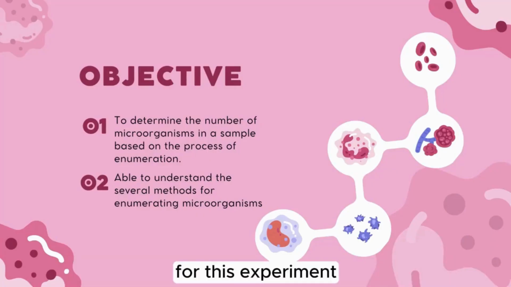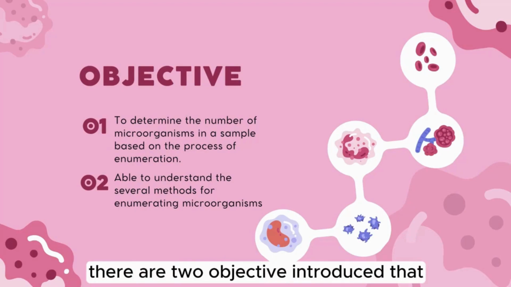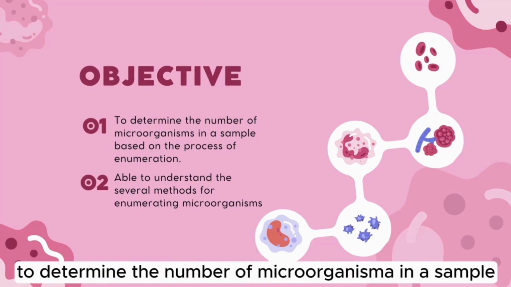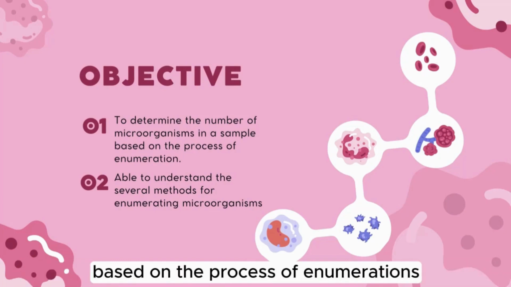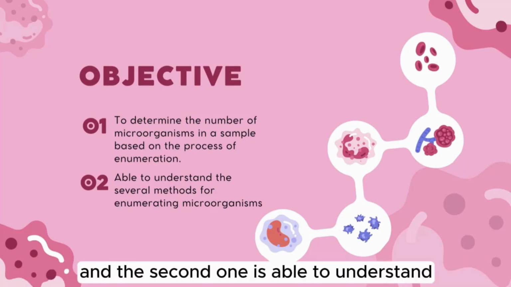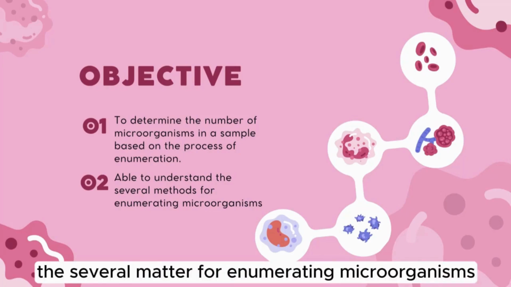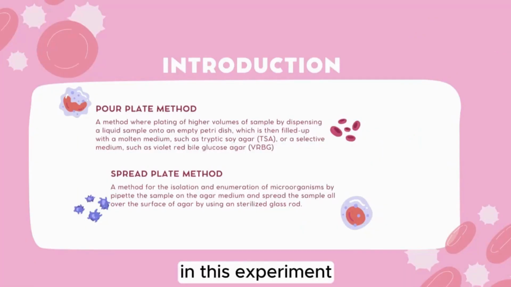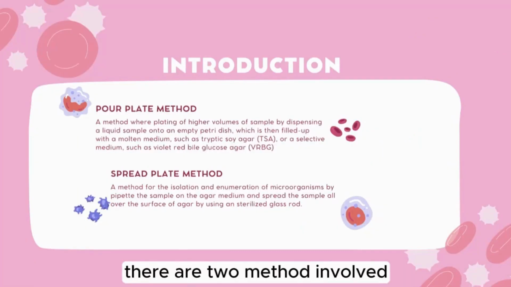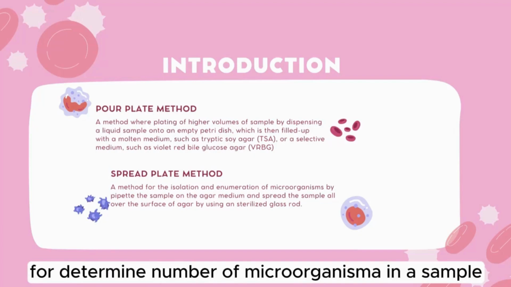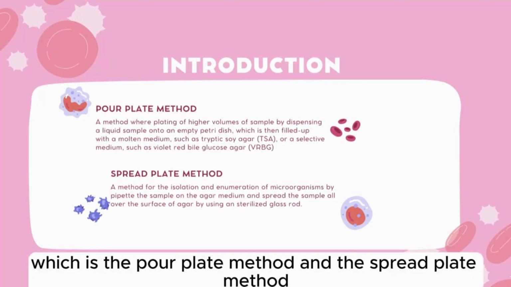For this experiment, there are two objectives introduced. The first one is to determine the number of microorganisms in a sample based on the process of enumeration, and the second one is to understand the several methods for enumerating microorganisms. In this experiment, there are two methods involved for determining number of microorganisms in a sample, which are the pour plate method and the spread plate method.